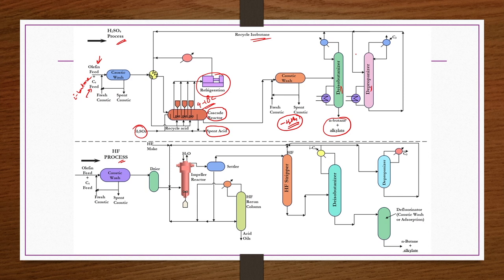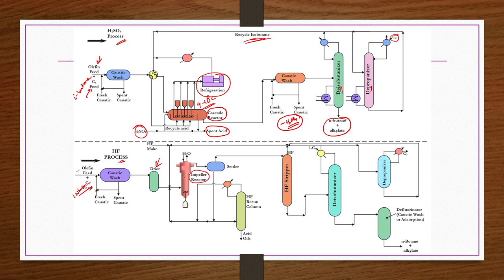If that isobutane is not pure enough and also contains propane, that mixture is sent to the depropanizer, where propane is separated out, and the isobutane is sent back as a recycle. Because if more isobutane is present in the feed going to the reactor, polymerization would be suppressed, so as much isobutane as possible you have to recover and recycle. In the HF process, the process is similar, but after the caustic washing of the olefin feed and isobutane feed, you need to dry the feed. After drying, the mixture goes to the impeller reactor, where HF is also supplied for the reaction to take place.